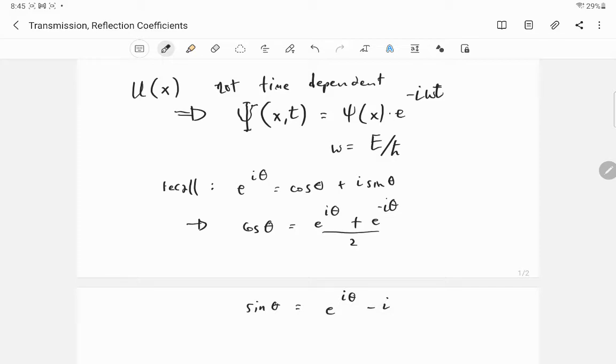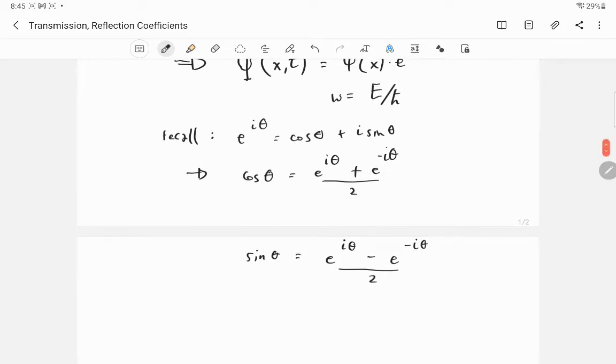let's see. I think, nope, sorry. Just e to the minus I theta divided by 2. I believe this is right. Yeah. Okay, so is this true? I think this is true.